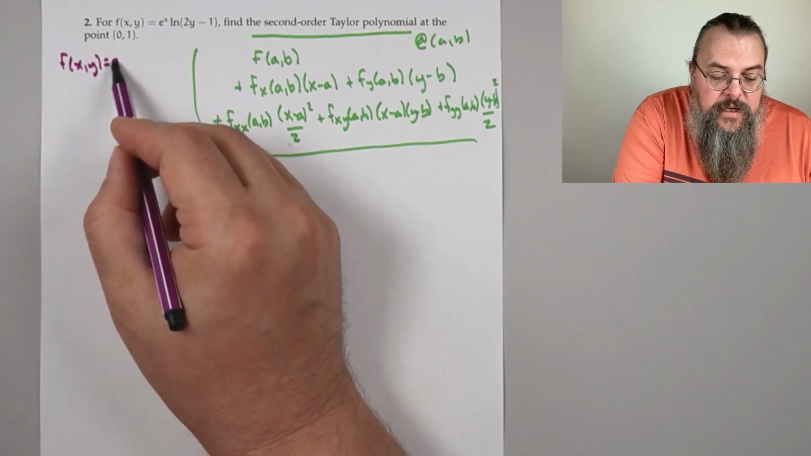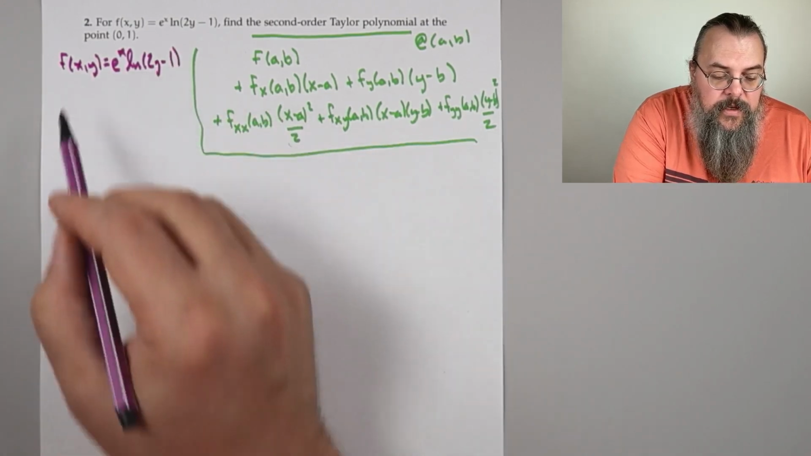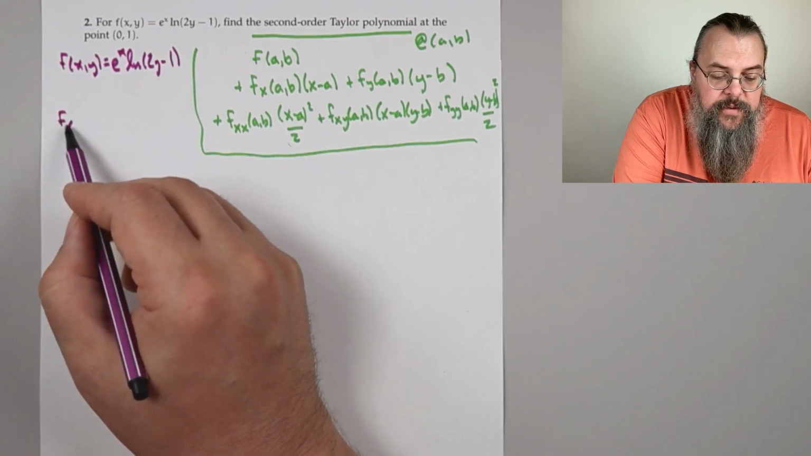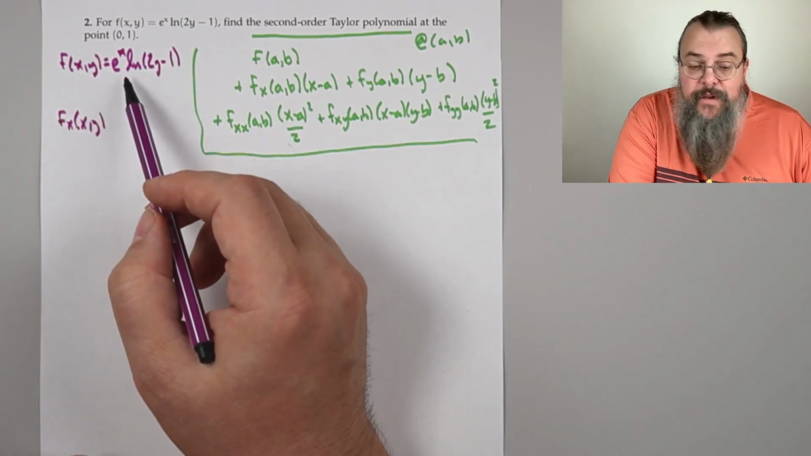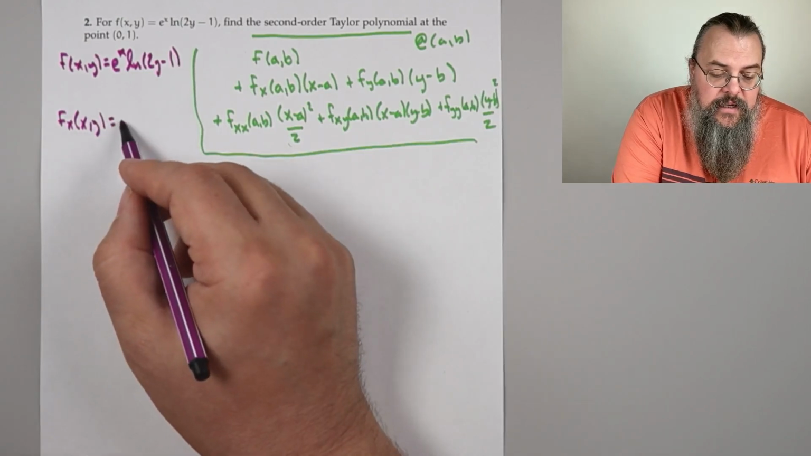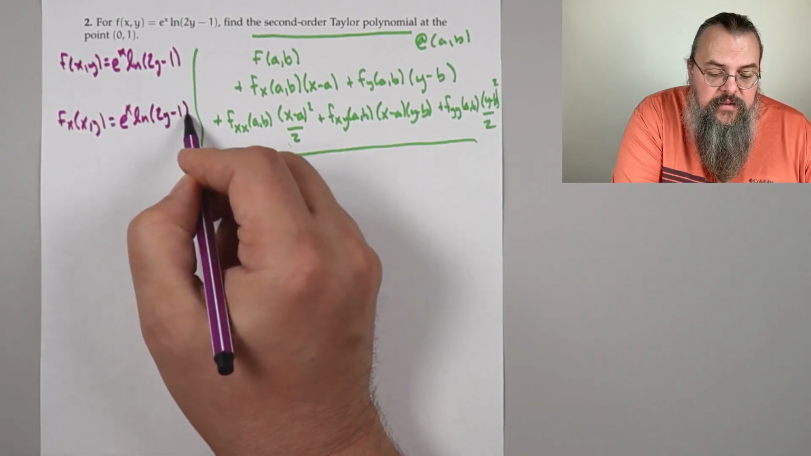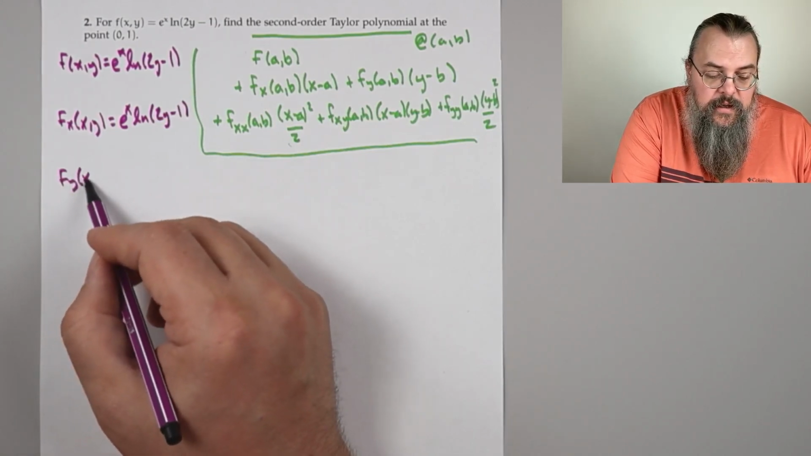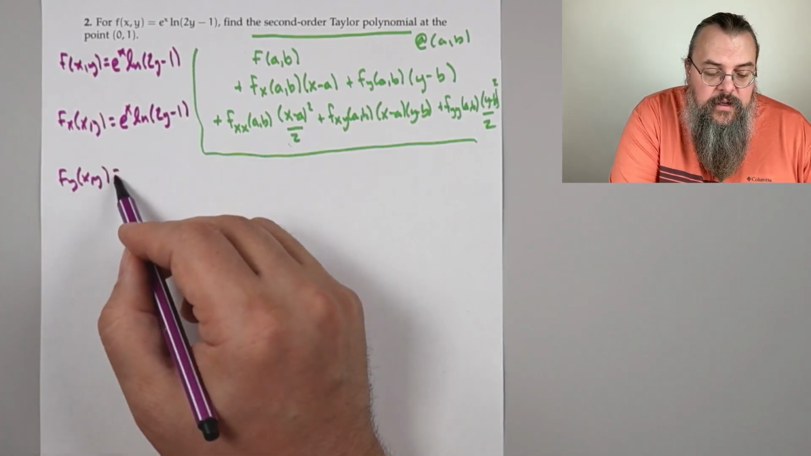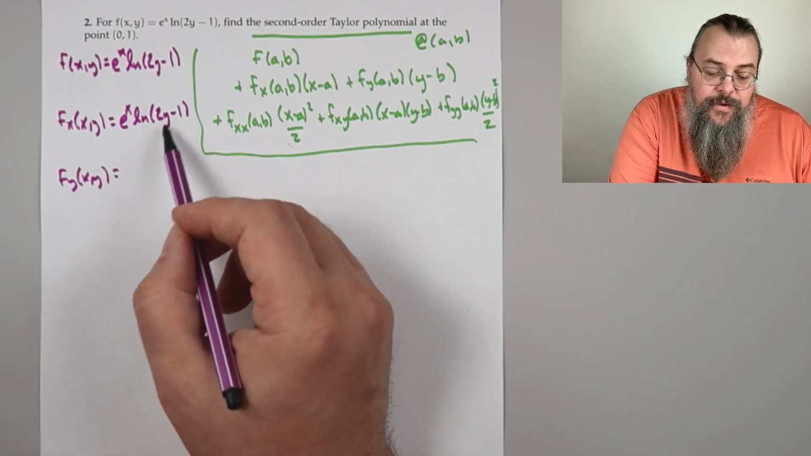And we have e to the x natural log of 2y minus 1. Our derivative with respect to x, well, the good news is there's only one place where x shows up, and that's easy to take. The derivative of e to the x is e to the x. All right, how about f sub y? Well, now that you have the natural log, that's where the y is.